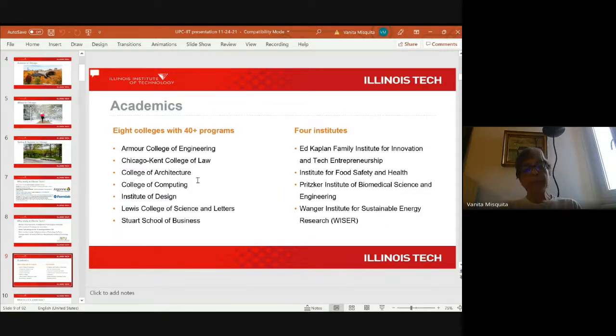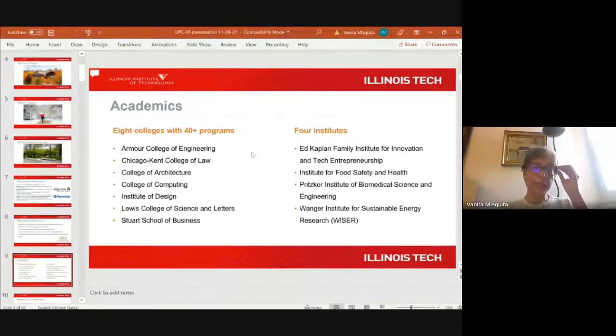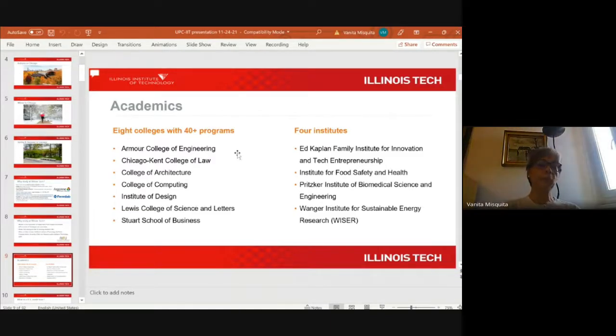In terms of academics, Illinois Tech, just like UBC, has many schools. At Illinois Tech, we have 8 colleges. For example, if you're interested in anything to do with electrical and computer engineering, what is important for you to remember is that you need to look at the department.